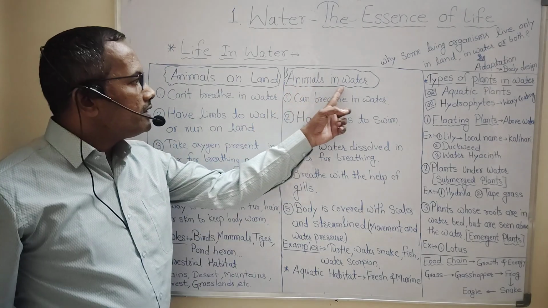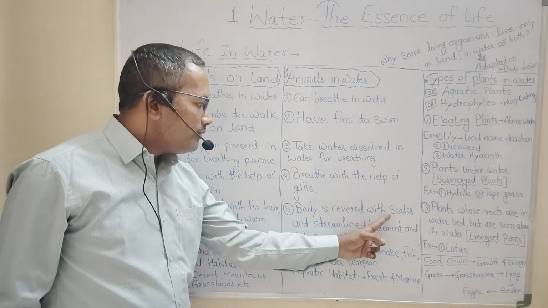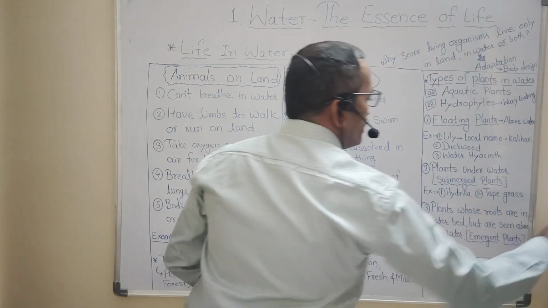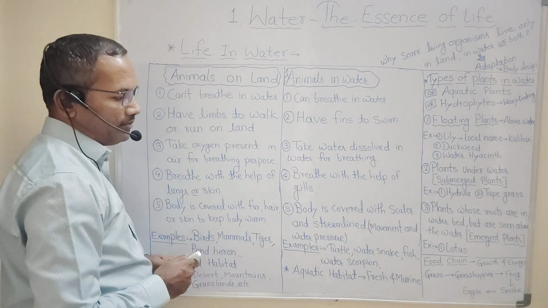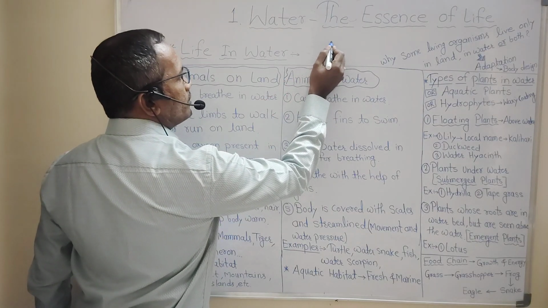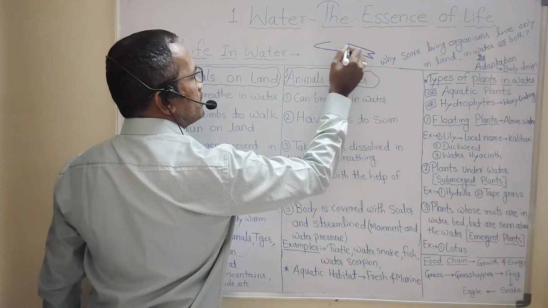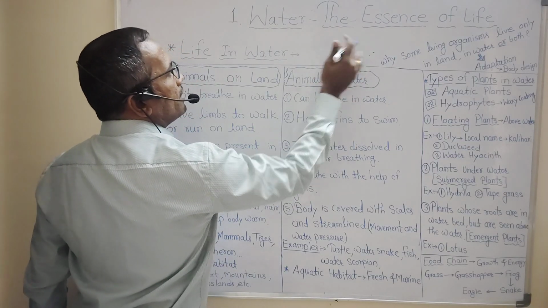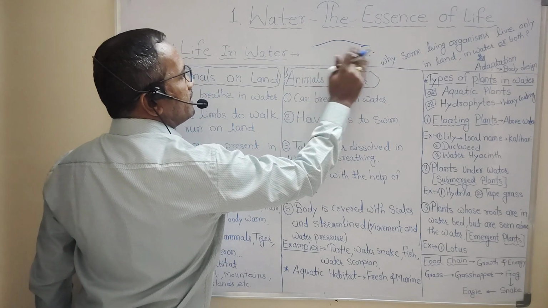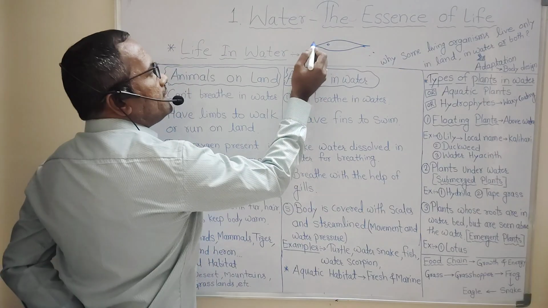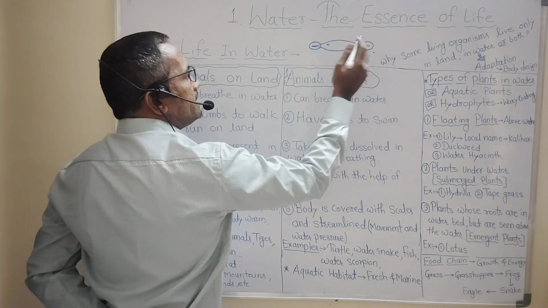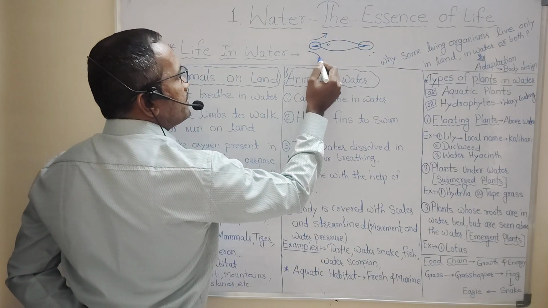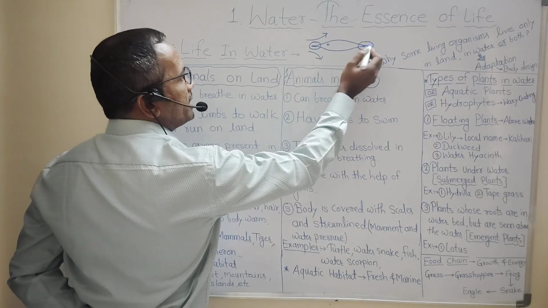And the fifth difference of animals who live in water is their body is covered with scales and streamlined in nature. Means the body of animals who live in water is streamlined in shape. If we draw the streamlined nature, suppose this is the structure of fish. When the fish swims inside the water, their body is tapered at both ends. Means the shape of both ends is tapered to move easily through the pressure of water. Means water can easily be kept away because of this tapered end, because of this streamlined structure.